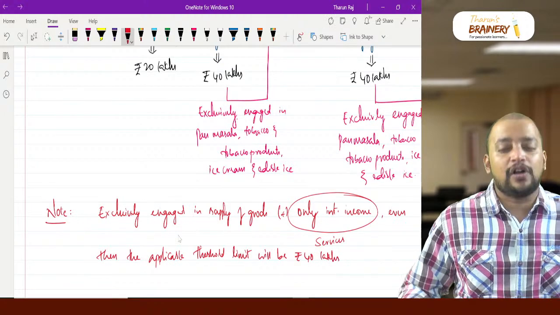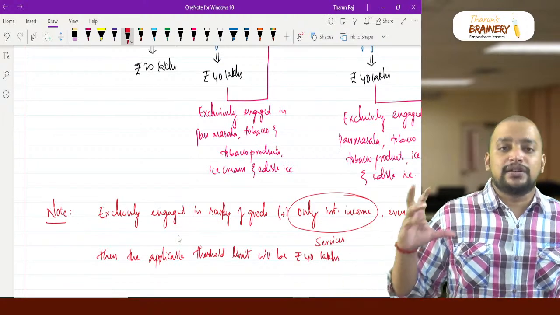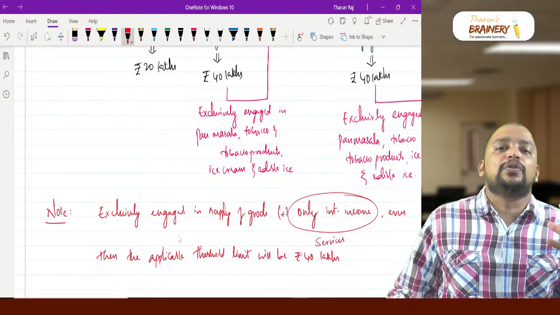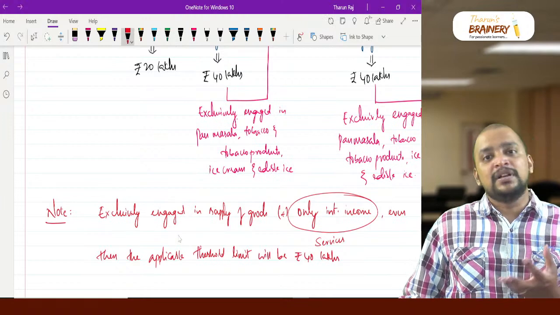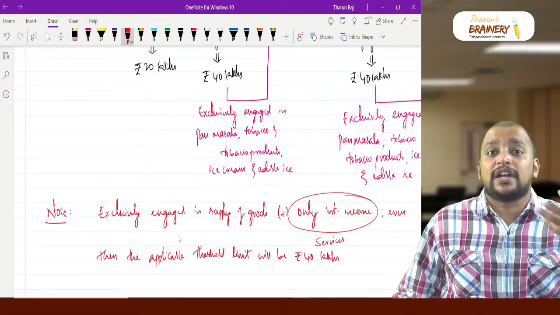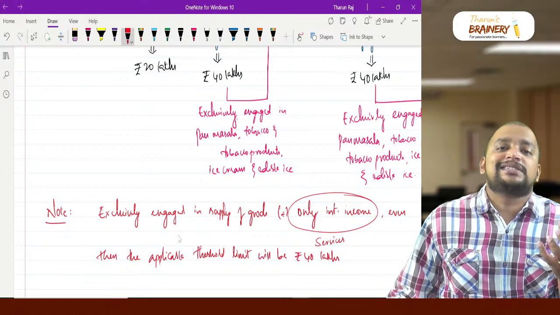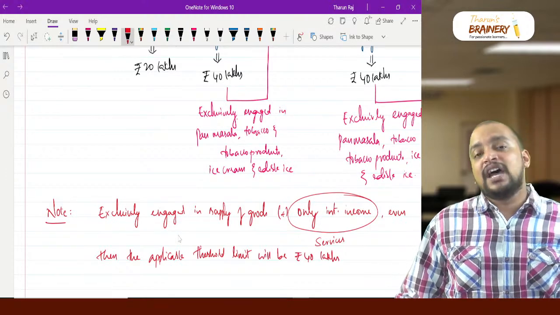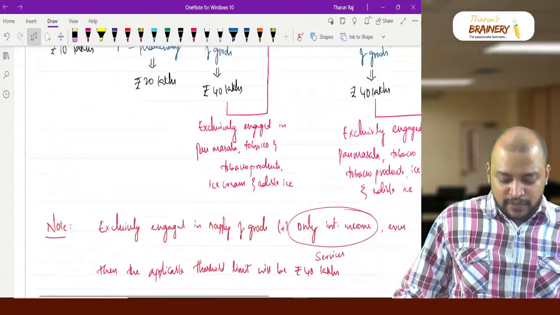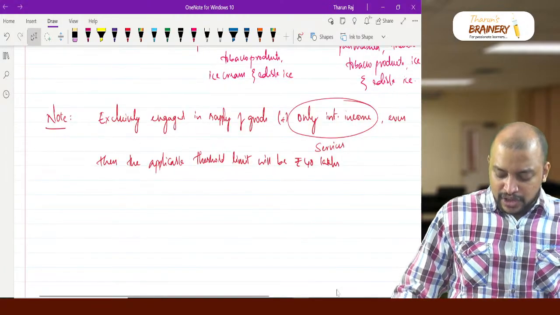Say you satisfied all the conditions, means you are exclusively engaged in supply of goods. There is only one service. What is that service? Interest on loans, advances, deposits, interest income. So interest income services means partly goods, partly services. You should not get 40 lakhs, but they have given a relaxation in case of interest income. If you have interest income, still you can take 40 lakhs. Okay, so that is with respect to this registration here threshold limit.